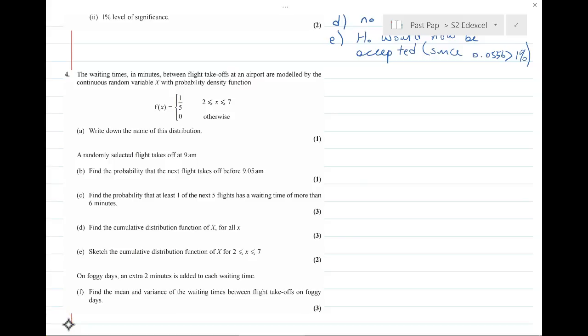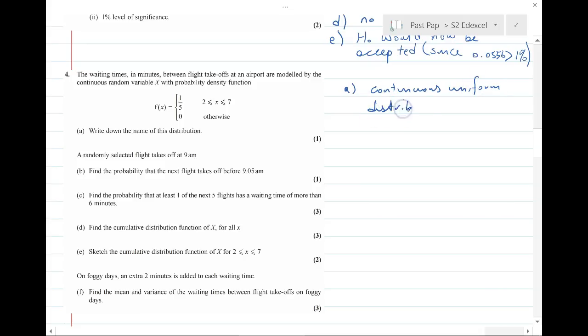Because of the constant probability here, we've got the continuous uniform distribution, sometimes called the rectangular distribution. They've actually asked that as part A. That's because the probability doesn't change.